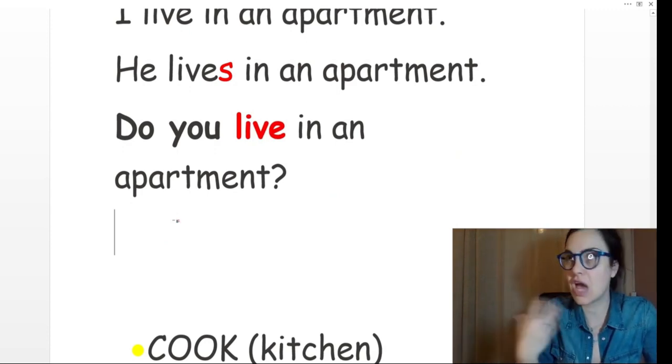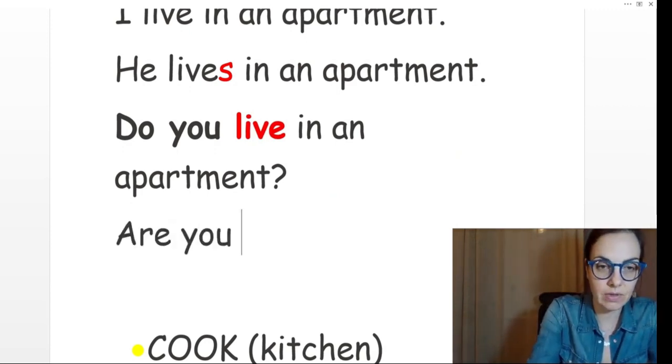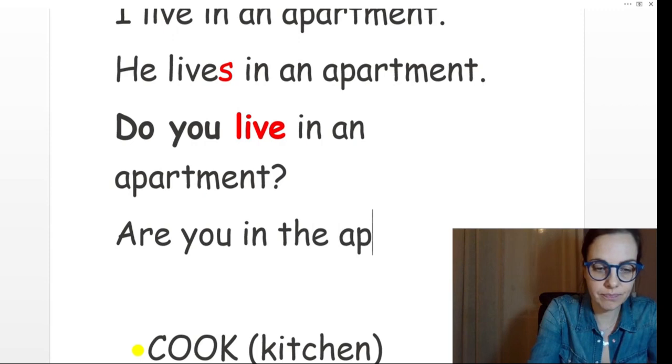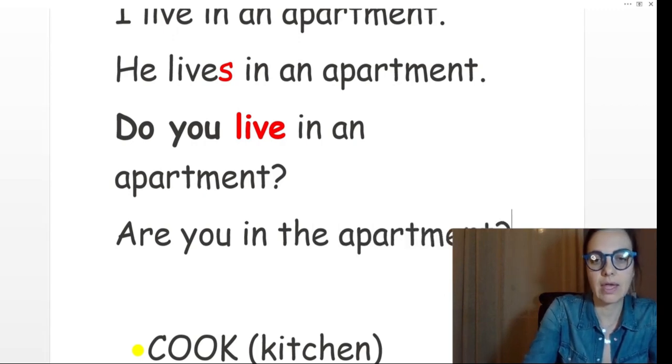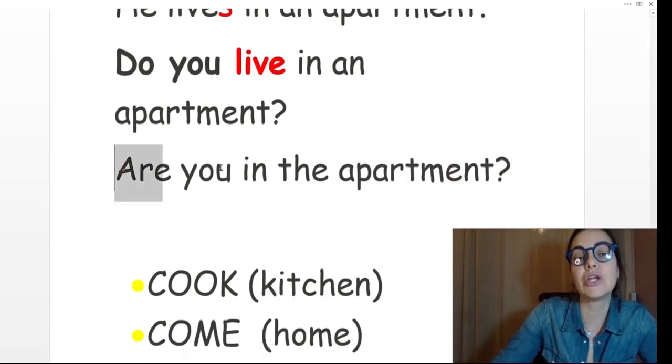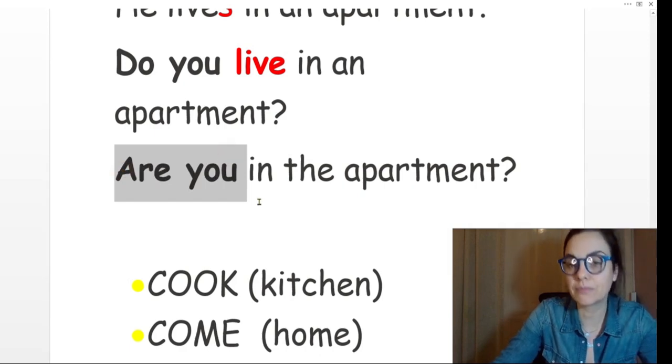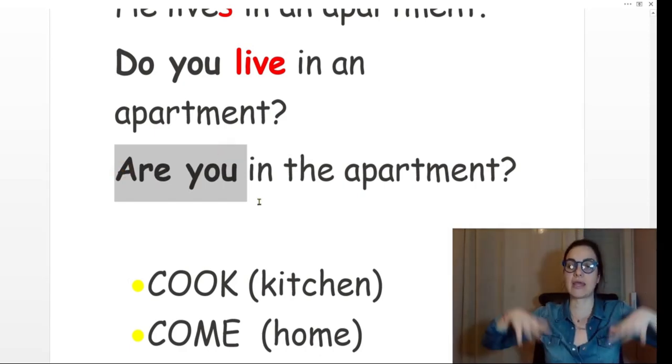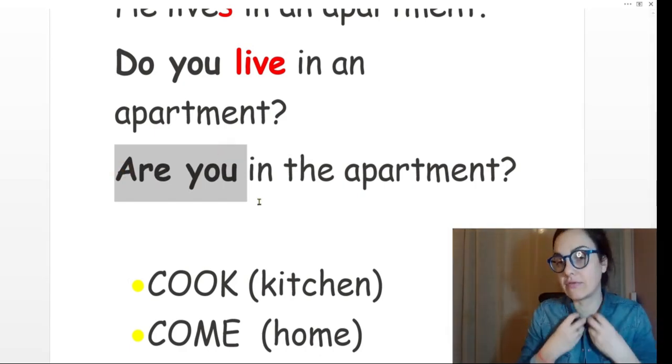And where are you now? Are you in the apartment? Dove sei adesso? Are you in the apartment? Yeah, right now I am in the apartment and I live in this apartment.